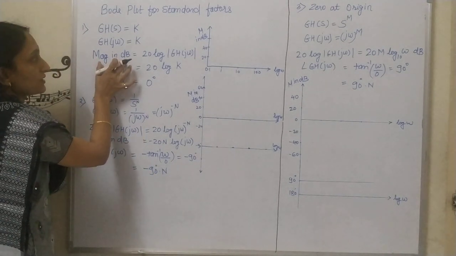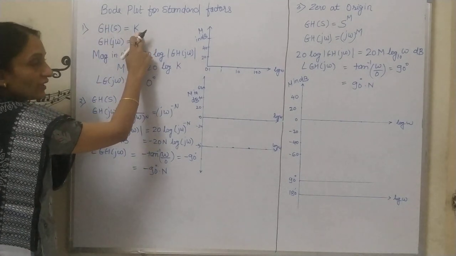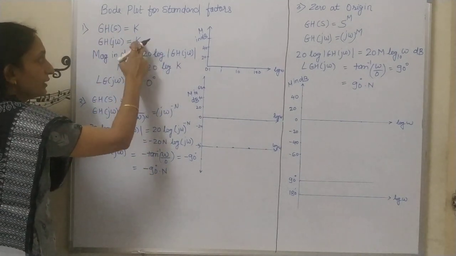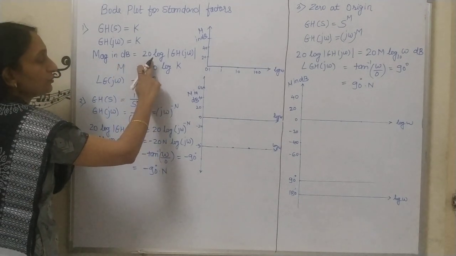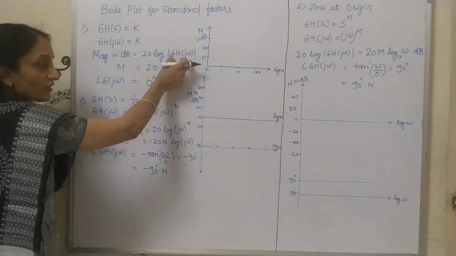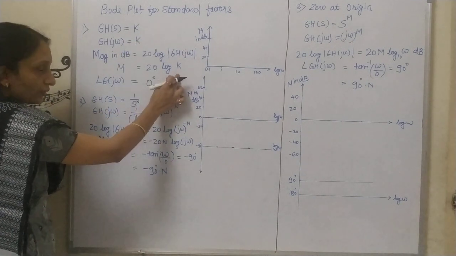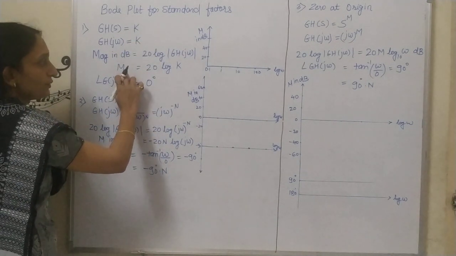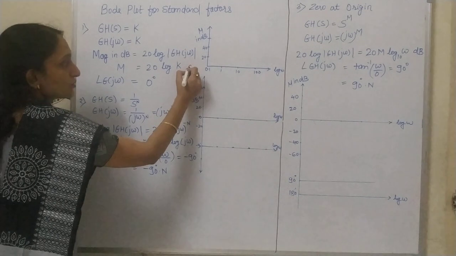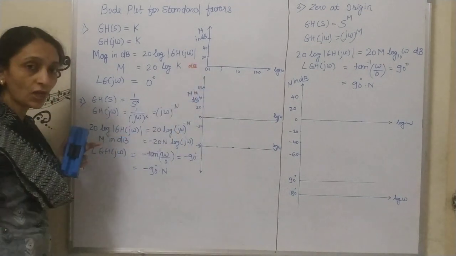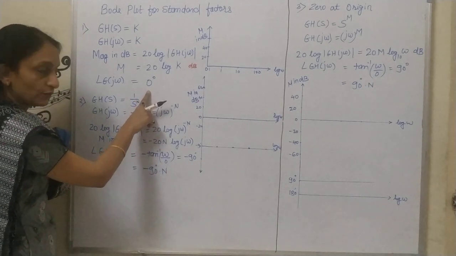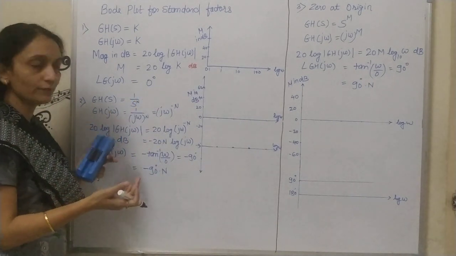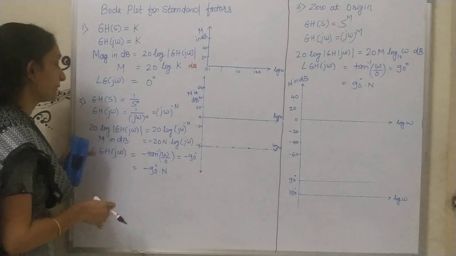First of all, suppose G of s is k, a constant term, so there will not be an s term here. For the magnitude in dB, you need to take 20 log of the mod of j omega. So here the magnitude will be k. So the magnitude M will be 20 log k, and this will be in dB. What about the angle? For a constant term, the angle will be 0, always 0, irrespective of the value of omega. It will be constant, that is 0 degrees.